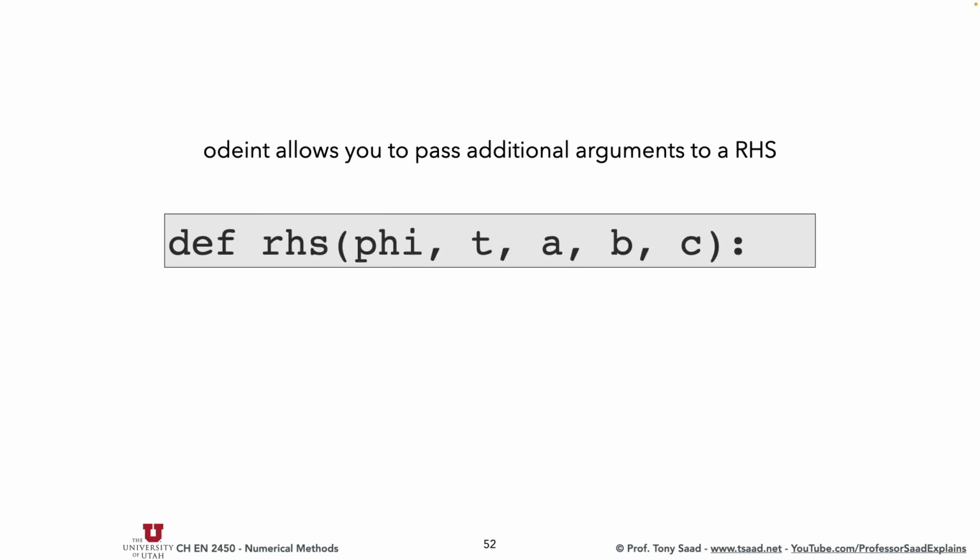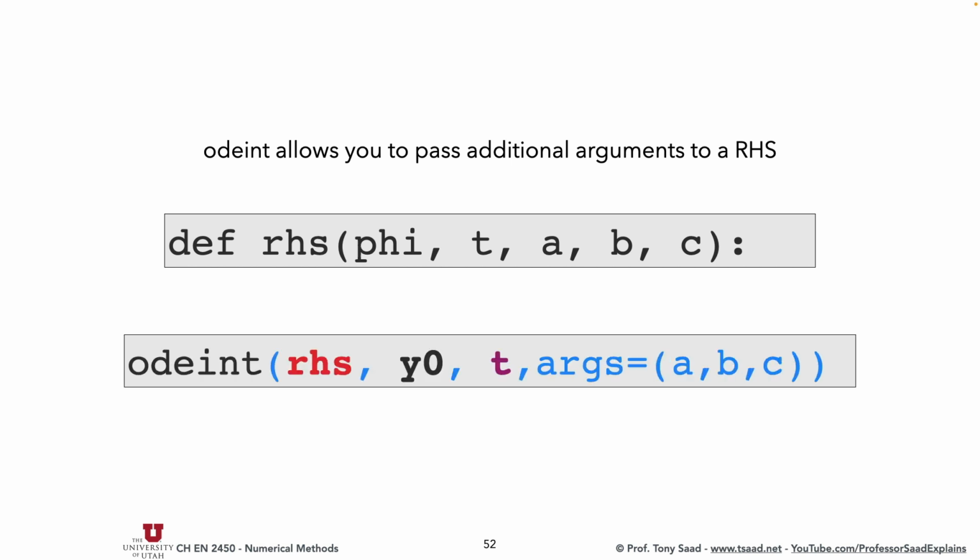And so if you look at ODEint, let's say your right-hand side is defined as phi, t, and it's got a bunch of parameters. This could be the heat transfer coefficient, radius, or whatever, a bunch of parameters. You could have 50 of those. Doesn't matter. Okay, your right-hand side depends on those.